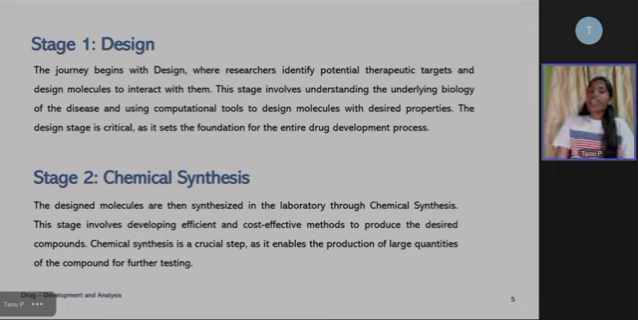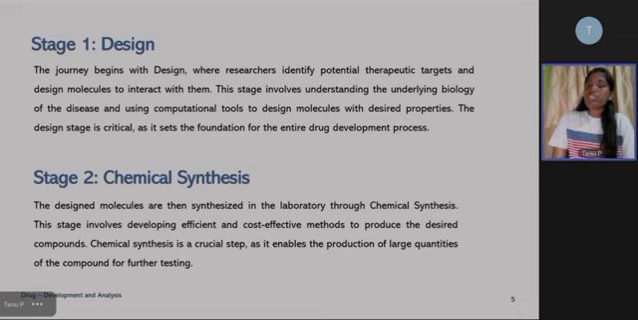Here, the drug development process starts from the stage that is design. Here, the researchers identify potential therapeutic targets from a compound, and then it is designed to interact with the diseases. And as we know, the design stage is a critical stage in an entire drug development process.